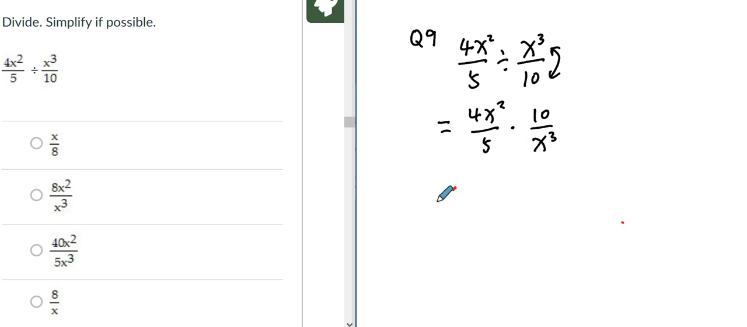Okay. So 4x squared divided by 5 times 10 over x cubed. Then easily we can see here 5, 10, we have a 2 left. 2 times 4 constant will be 8. And then here 3 minus 2 is x. This will be our answer. So right down here is the last one. Okay. Question 10.